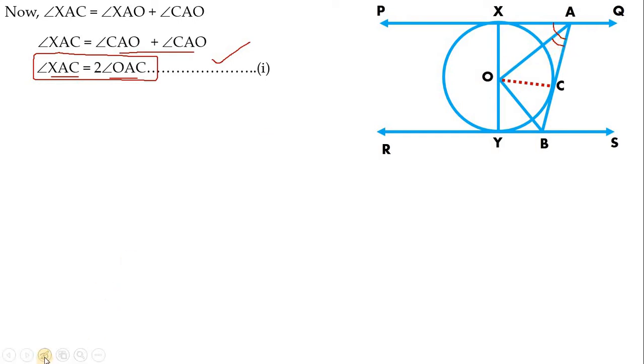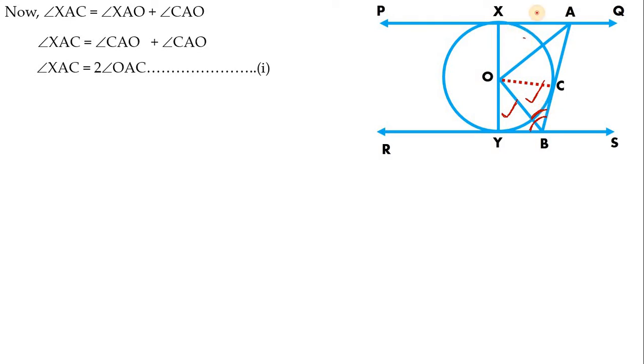Okay. Now what you have to do is, similarly, by comparing these two triangles, not angles, by comparing these two triangles, I can write YBC, means this full angle, as 2 times this angle. I repeat again, this full angle means YBC, I can write it as 2 times OBC, means this angle.